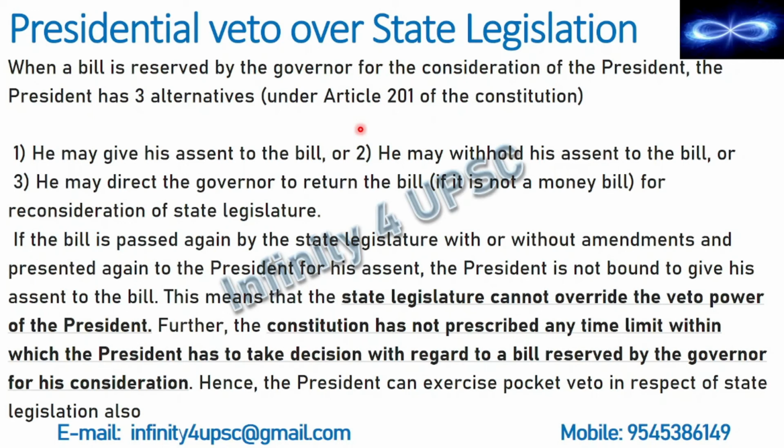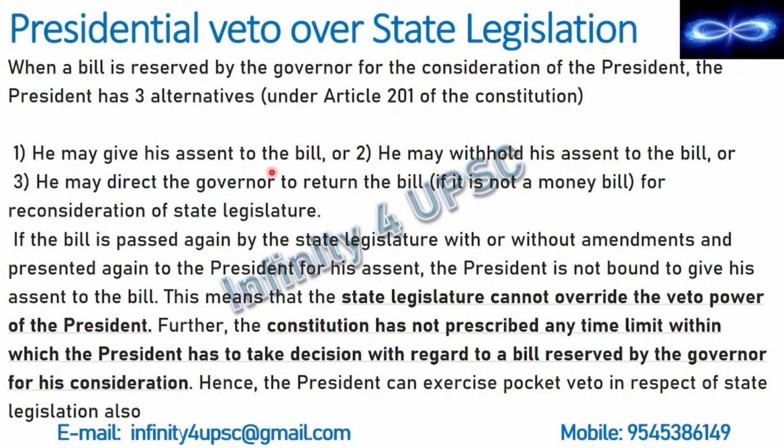So the article is the next immediate article, that is Article 201. Again, easy to remember the article. So in this case, what are the options that he has got? He may give his assent, he may withhold his assent, or he may direct the governor to return the bill. That is, he will not return the bill directly. It was passed to him by the governor, so he will direct the governor to return the bill. Again, if it is not a money bill.